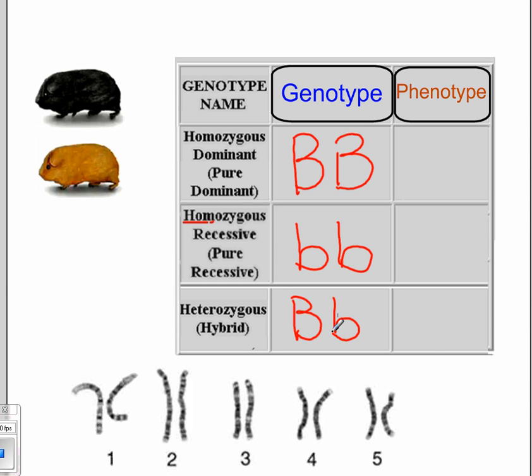So that's our genotype, what our genes would be, what each of the alleles would be. Phenotype, what we physically see. So now write down the word phenotype. This is what we physically see. If we have two big B's, black.